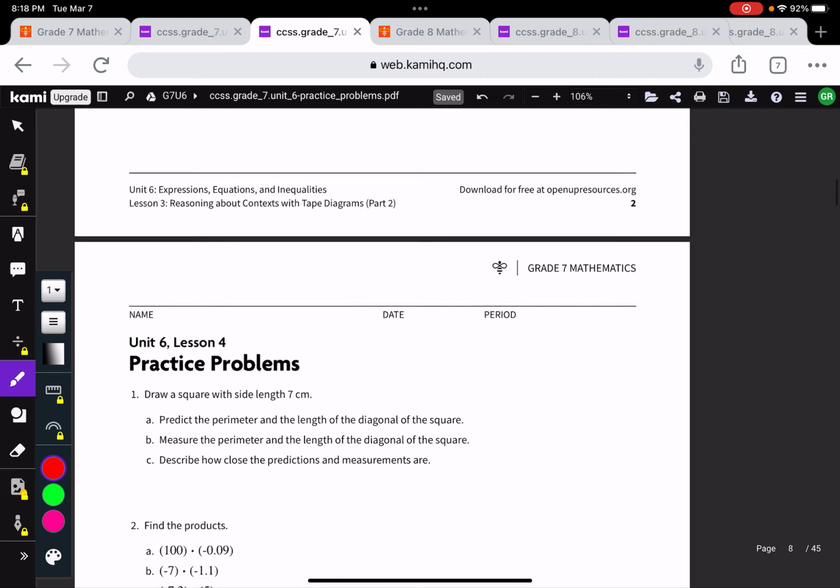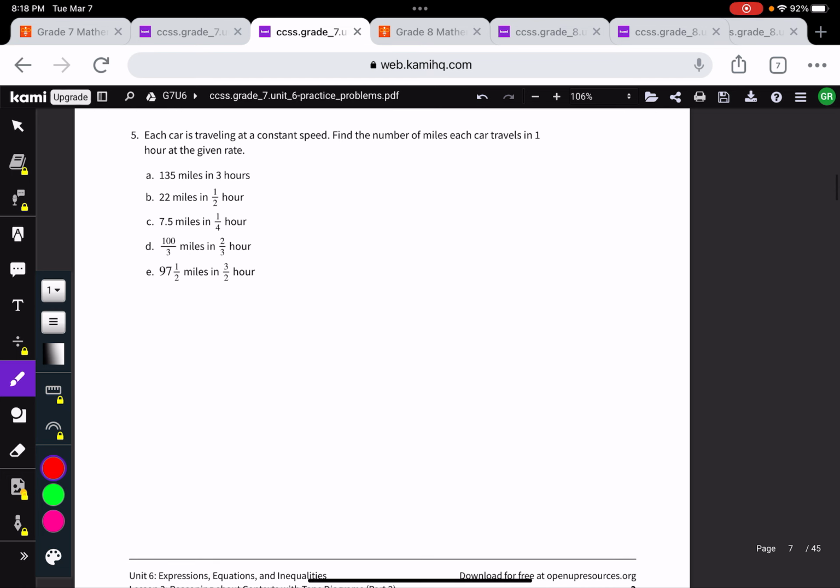And then finally, number 5, each car is traveling at a constant speed. Find the number of miles each car travels in 1 hour. So in order to get miles per hour, you just take the miles and divide it by the hours. So 135 divided by 3, and you'll get your answer. And guess what? You do the same thing for each one of these.